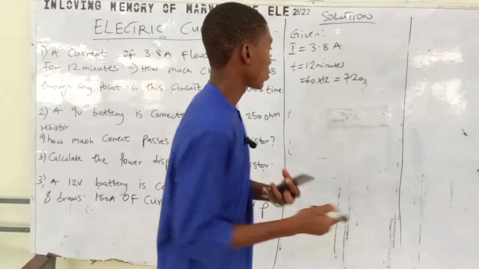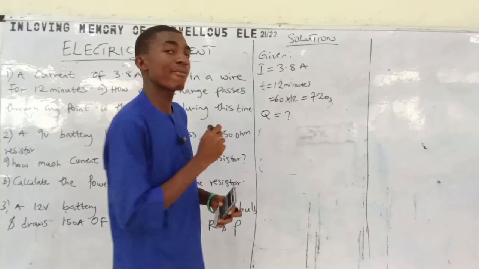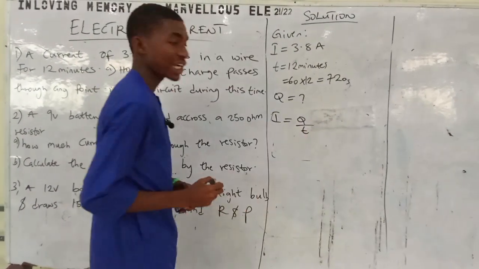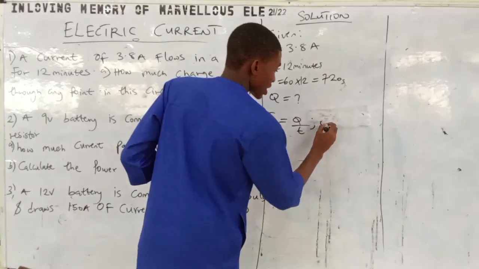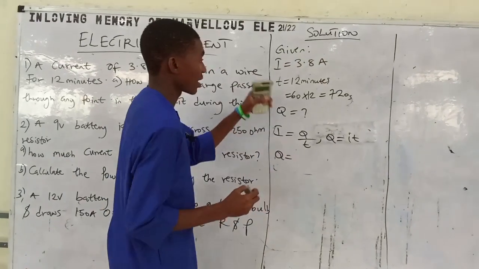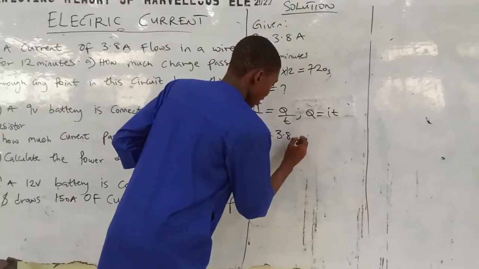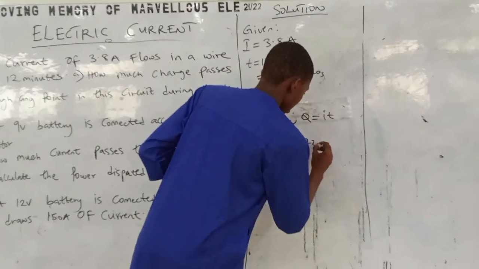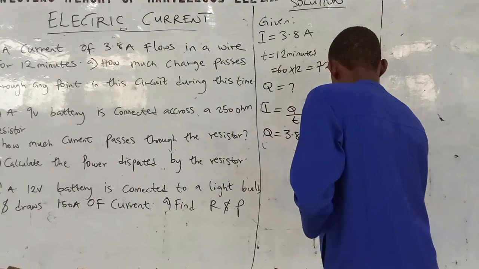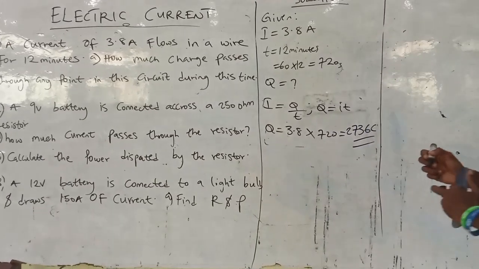We should find the charge Q. So our Q equals unknown. And from our formula generated earlier, we said current equals Q over T, charge over time, right? Meaning from this, I can say our charge now equals I times T. So our charge equals I times T, where I is 3.8 and time is 720 seconds. Upon this, we have 2736 coulomb.